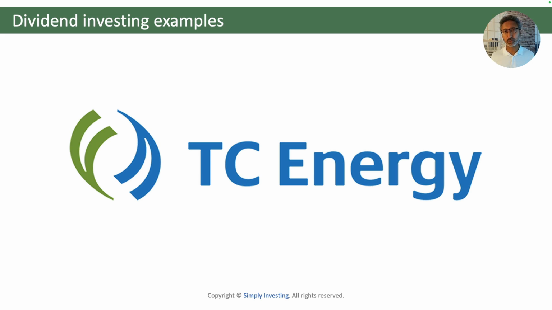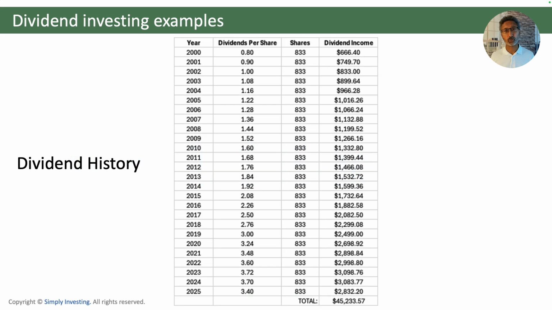So $10,000 invested in TC Energy back in 2000, okay, would allow you to purchase 833 shares. Okay, because the stock price at the time was low, so you were able to buy 833 shares. Now we've rounded up to a whole number. Okay, you'll see in a second, it doesn't come out to exactly $10,000, but it's very close. Okay, so there's a lot of numbers on the screen. Don't worry about it. What we're showing you on the screen is from the year 2000 all the way to 2025, and we're showing you the dividend per share every single year.